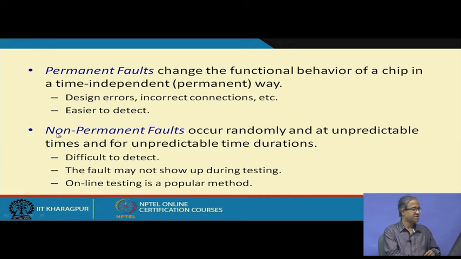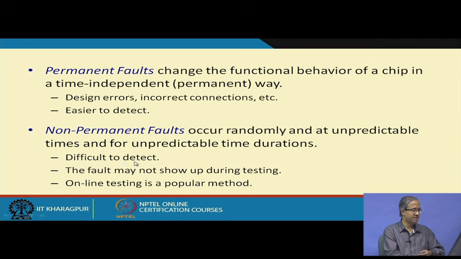But in contrast, non-permanent faults do not appear at all times. They occur randomly, they show up at unpredictable times, and when they show up, they will remain present for unpredictable durations. So you see, there is no guarantee that when you are actually testing a chip, this kind of non-permanent faults will show up. Maybe right after the testing is over, you declare the chip is good, some of these faults show up. Okay. So these faults are relatively much more difficult to detect.